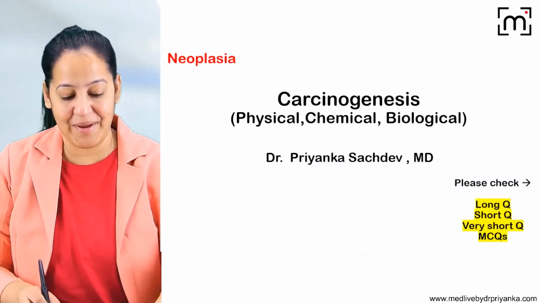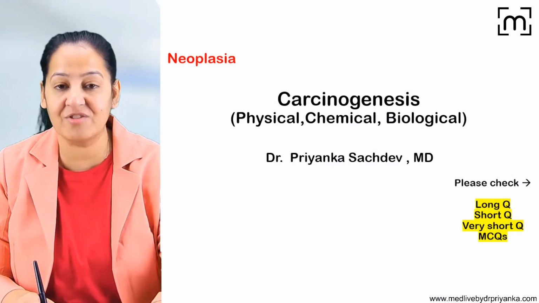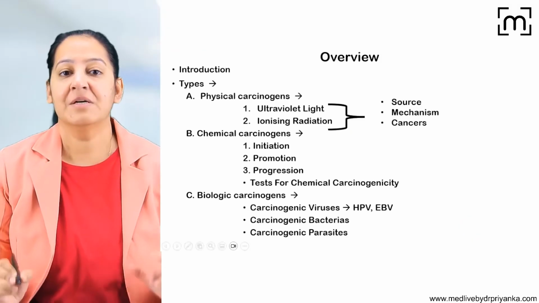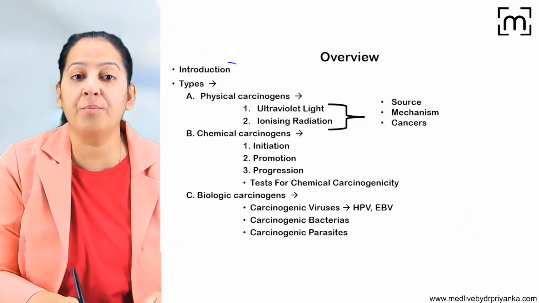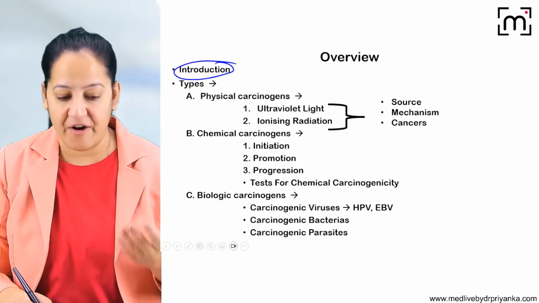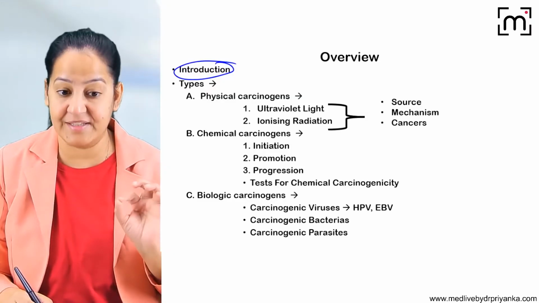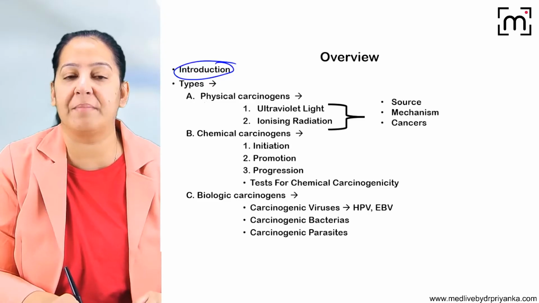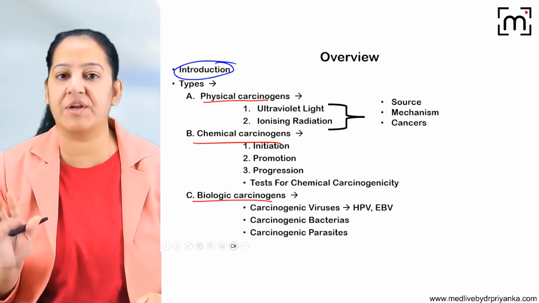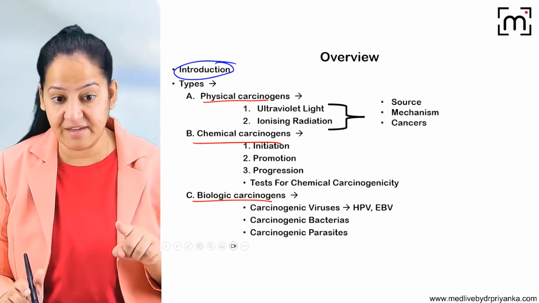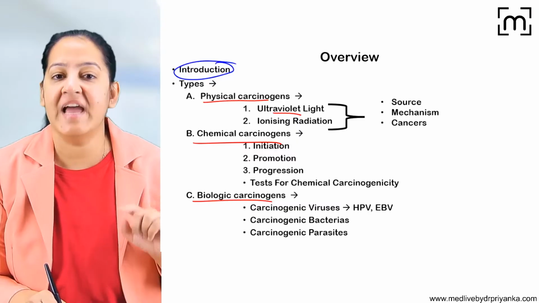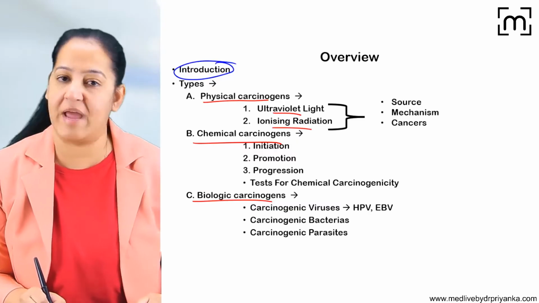So let's start the topic. You can see it here. We are starting the topic carcinogenesis, physical, chemical and biological. First of all, I will let you know what you mean by carcinogenesis, what carcinogens are. After that, we will see the detail of the three types of carcinogenesis one by one: physical, chemical and biological. In the physical carcinogenesis, we have two types of radiation induced carcinogenesis: UV light and IR light. So we will have a look at both of them.